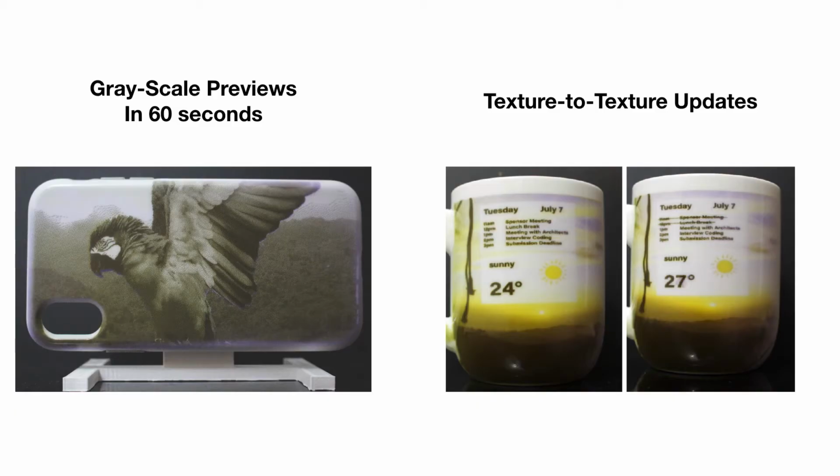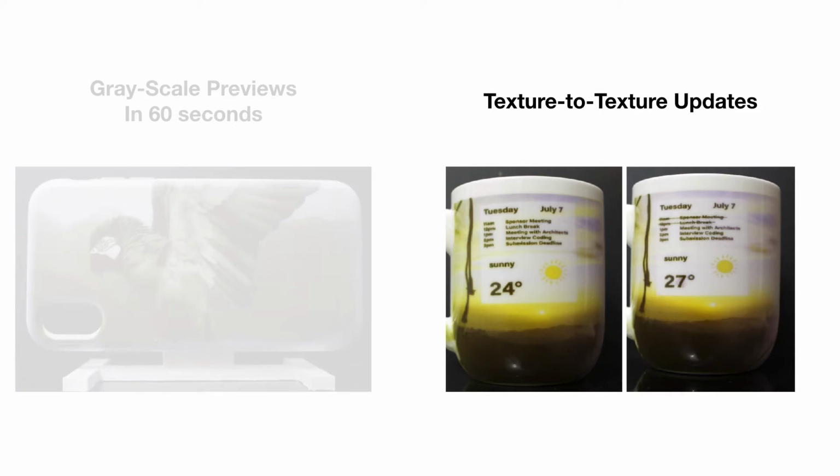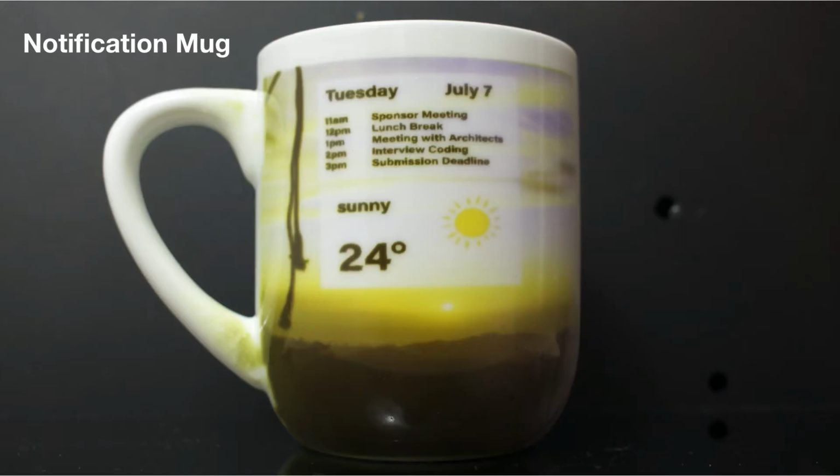The second method that we implemented are direct texture to texture updates that do not require this erase step in between as in Photochromelion, and that are faster. In which kind of scenarios is this useful? For example, if you want to have quick and daily updates. Here we implemented a notification mug that has a list of the meetings that you have for the day and also the weather forecast.